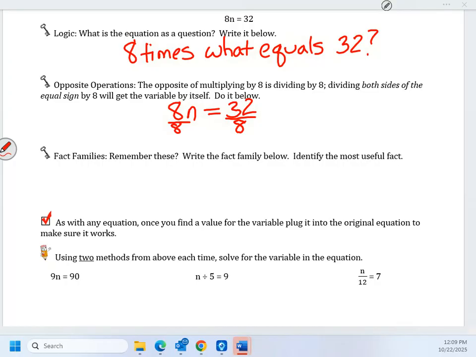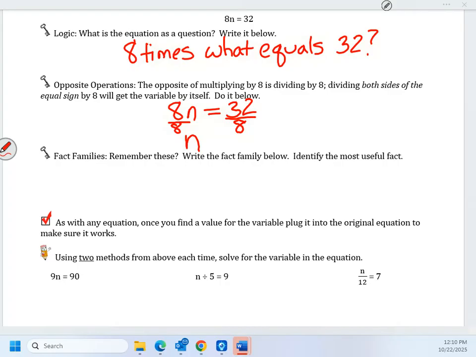So 8 divided by 8 is 1. Do I need to put a 1 in front of my n? Why not? Because it just stays the same. Any number times 1 stays the same number. So I don't actually have to put a 1 in front of it, but I do need to know that there is a 1 in front of that variable. That's going to come in handy to know in the future.